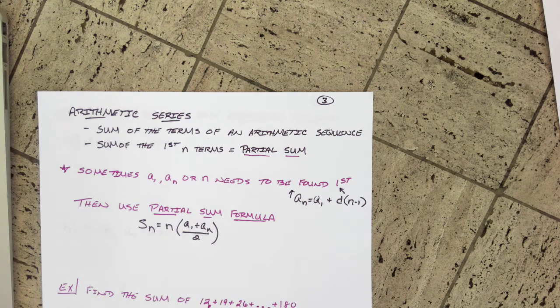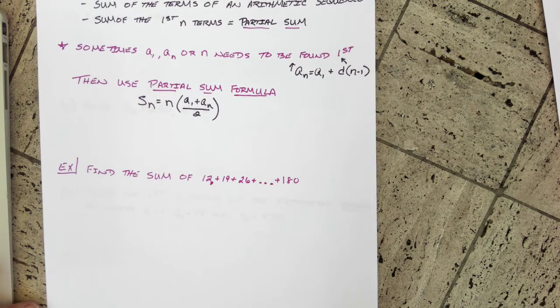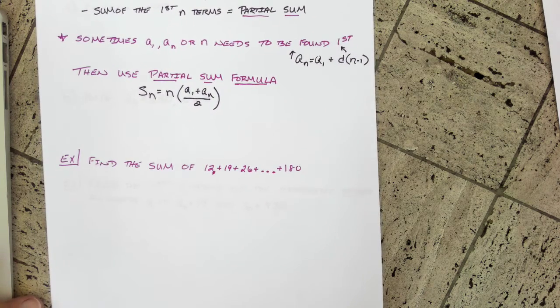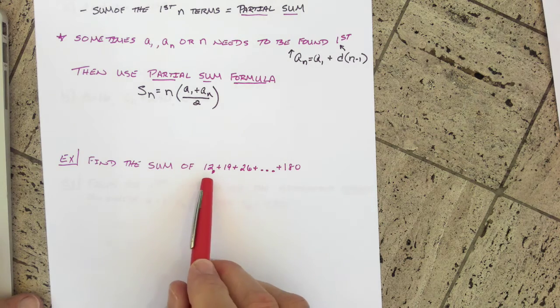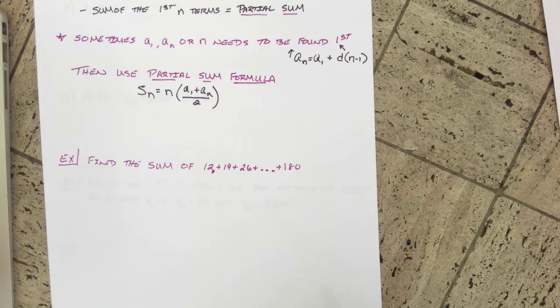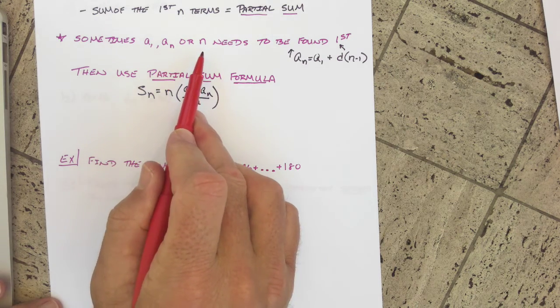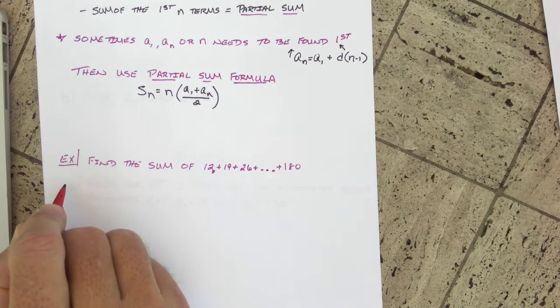So let's look at what we got here, if I can move my paper around. We want to find the sum of this sequence, 12, 19, 26, and so on, all the way up to 180. Okay. You can sit there and find the pattern and plug every number in and hit plus and hit plus and hit plus. Or let's figure out what we need. A sub n, a sub 1, n needs to be found. So what formula would that bring us?